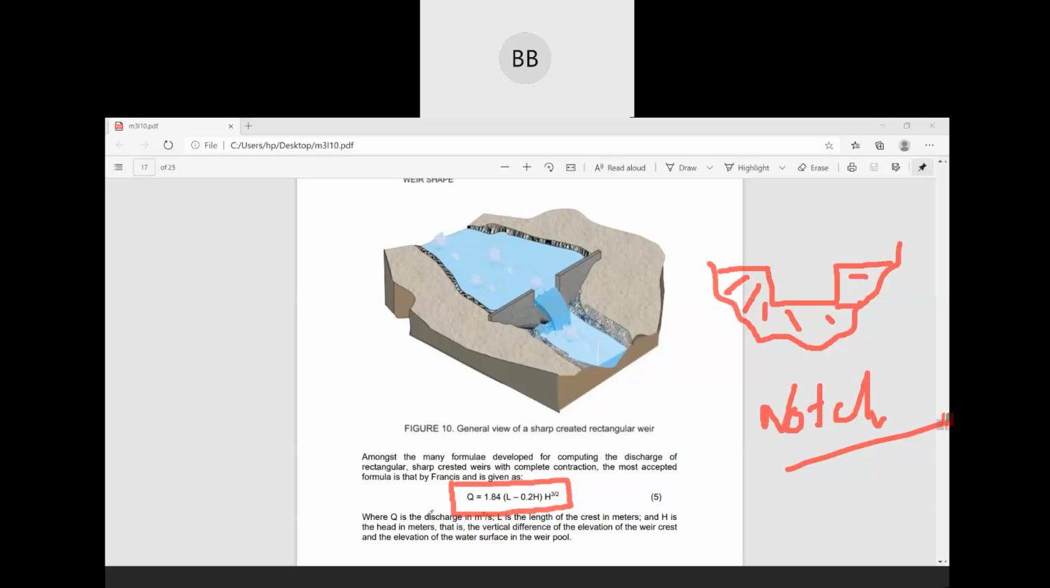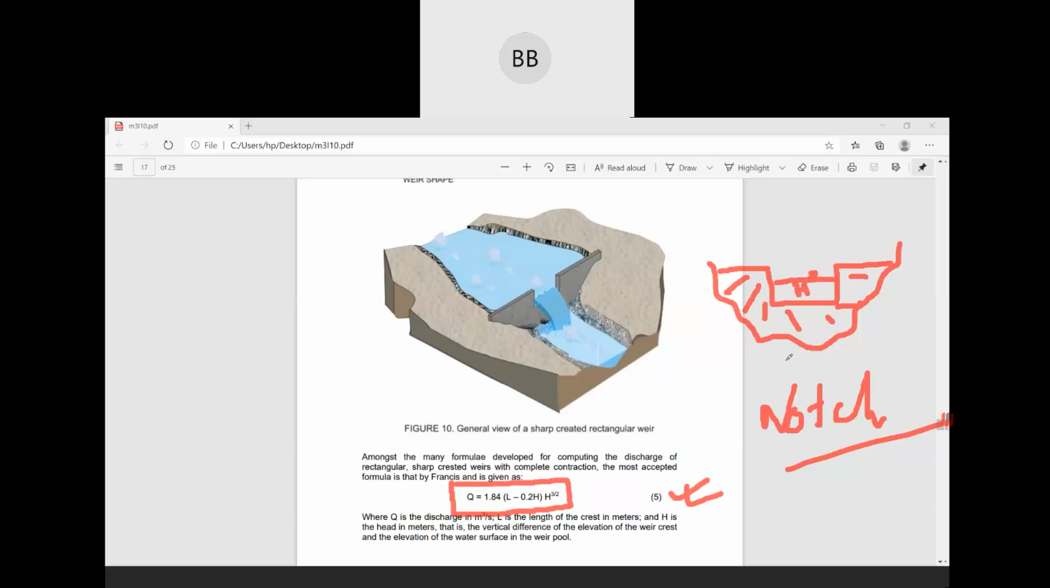You can draw the diagram and write down the equation. Equation number 5, you can see here. Write Q is the discharge in meter cube per second, L is the length of the crest in meters, that is this length, this part, and H is the head in meters, that is the vertical distance between the elevation of the weir crest and the elevation of the water surface in the weir pool. That is the difference between this part, and if the water level is here, so this is the H value.